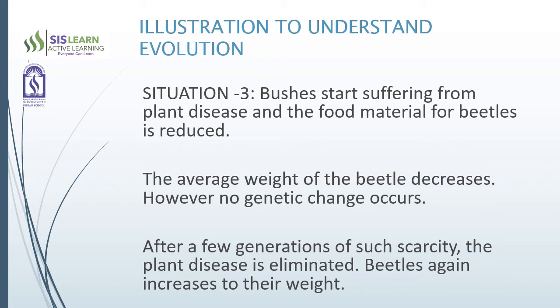Bushes start suffering from plant disease and the food material is reduced. The average weight of the beetle decreases. However, no genetic change occurs. After a few generations of such scarcity, the plant disease is eliminated. Beetles again increase in weight.